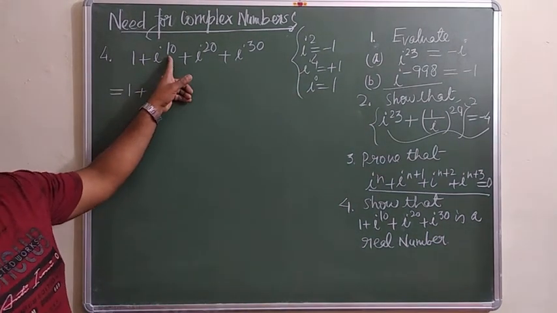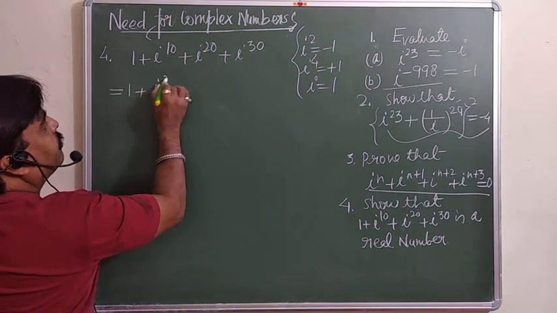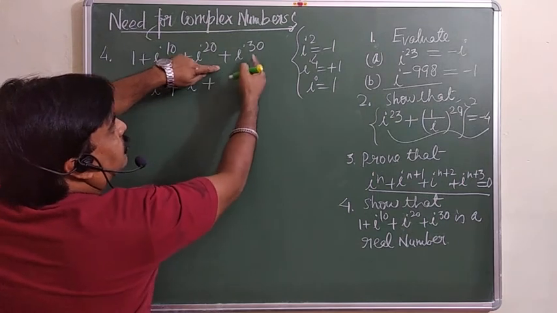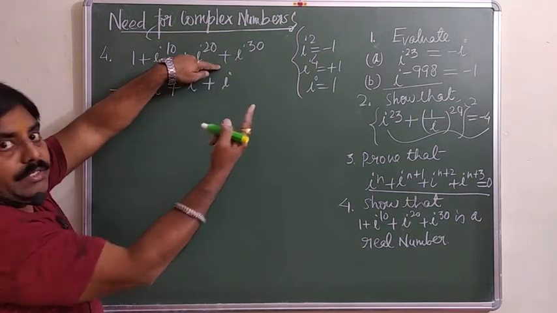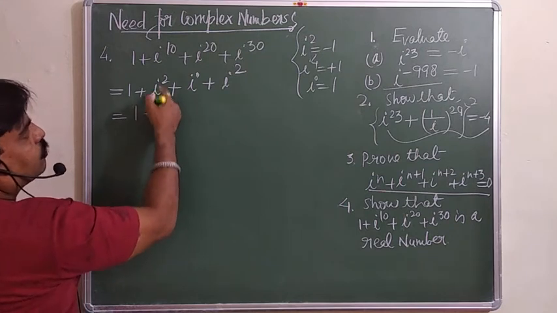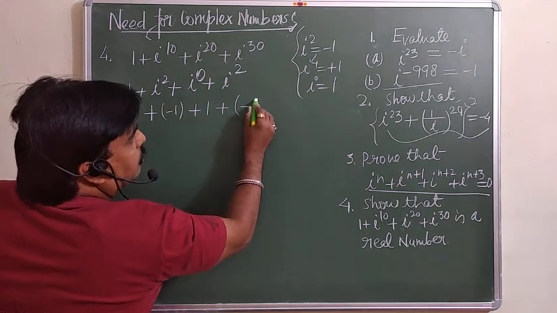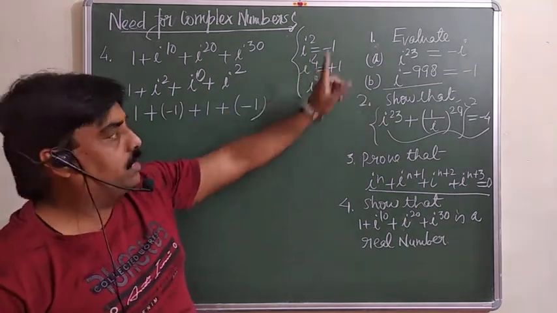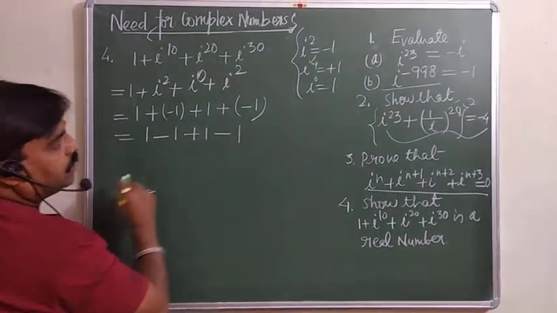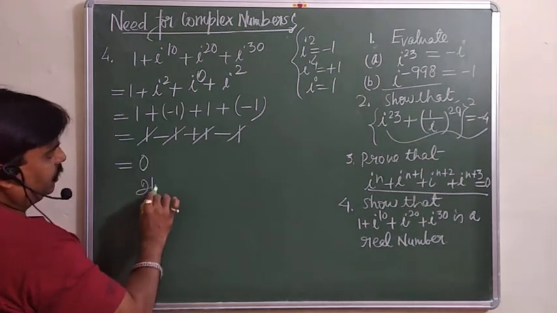So again, 1 plus... We are supposed to divide the power by 4. So we divide 10 by 4, 4 twos are 8, so i^2 will remain. We write only the remainder. Dividing exactly by 4, 4 fives are 20, so the remainder is 0, so this is i^0. 4 sevens are 28, so 2 will remain here. So this is 1 plus i^2 is equal to minus 1, plus i^0, this is 0 here, so that is 1, plus this is equal to minus 1. We already know i^2 is minus 1, and i^0 is also 1. So what you will get? 1 minus 1 plus 1 minus 1. So this is going to cancel. So this is equal to 0, and that is a real number.